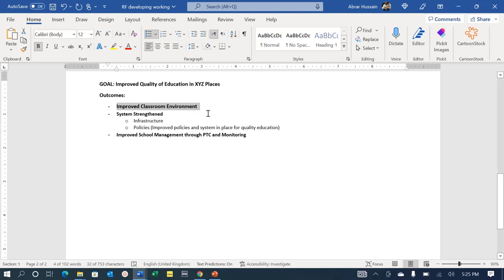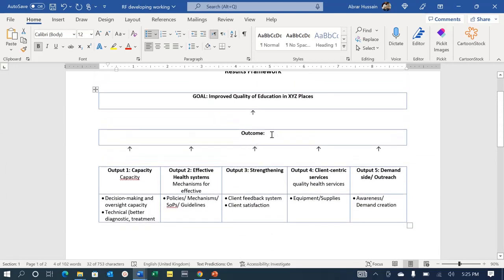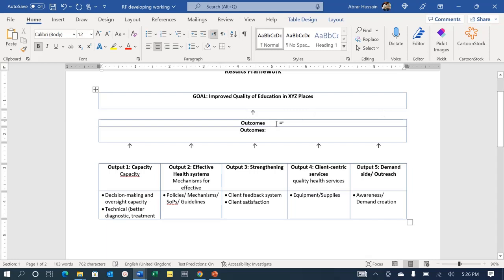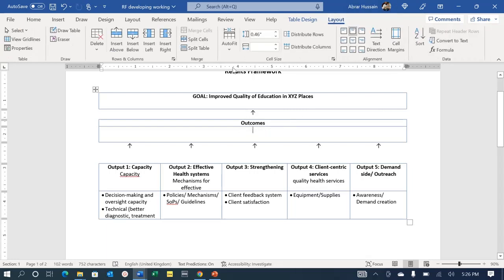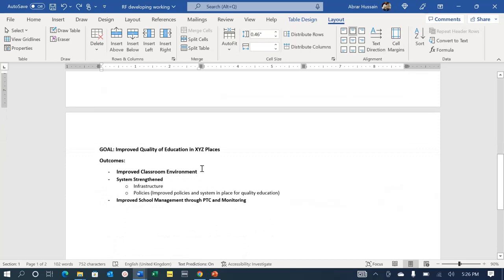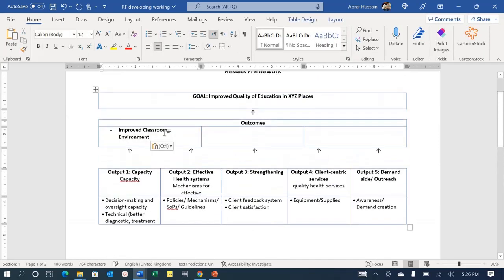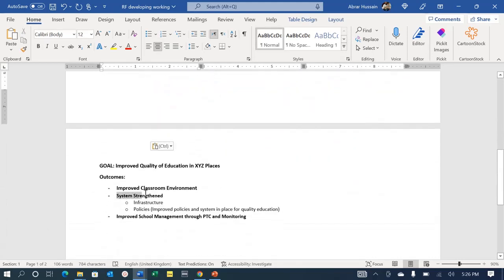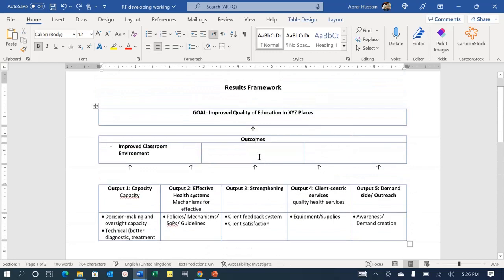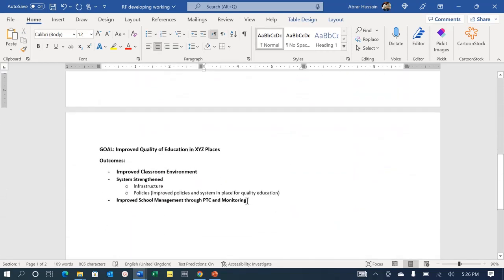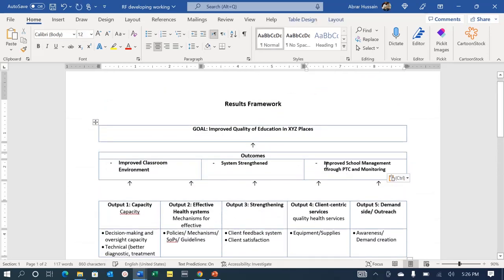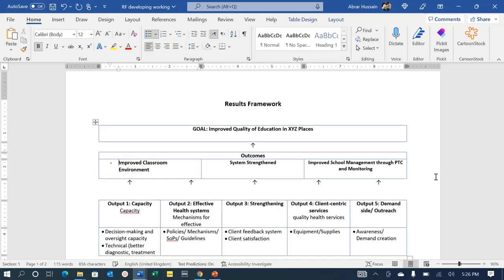Now for these three outcomes, let's take them into their relevant spaces. For example, if we say here we have different outcomes. So here under different outcomes, you have three outcomes. So one is, for example, this one, improved classroom environment. This is one of my outcomes that I'm focusing. Then the system strengthening, and then here you can say improved school management through. So these are the three outcomes that we have decided about.